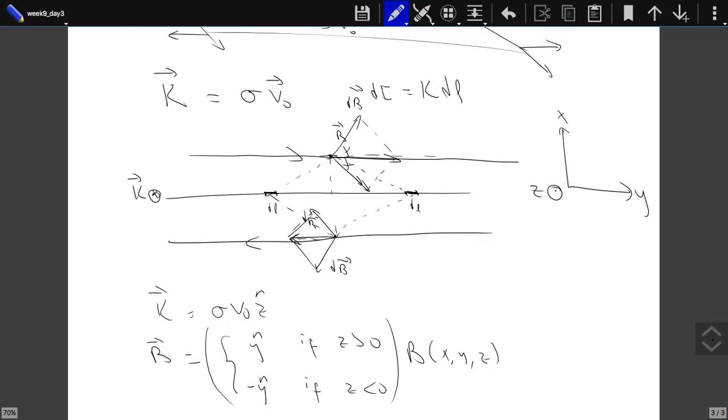But you see, my problem has a translational symmetry along the y direction. Nothing changes if I translate my system along the y. That basically tells me that B cannot depend on y. It also has translational symmetry along the z-axis. Nothing changes if I translate my system along the z-axis. So again, nothing can depend on z. So that amplitude in the y-hat direction, it is either in one direction or the other direction, but it only depends on x.